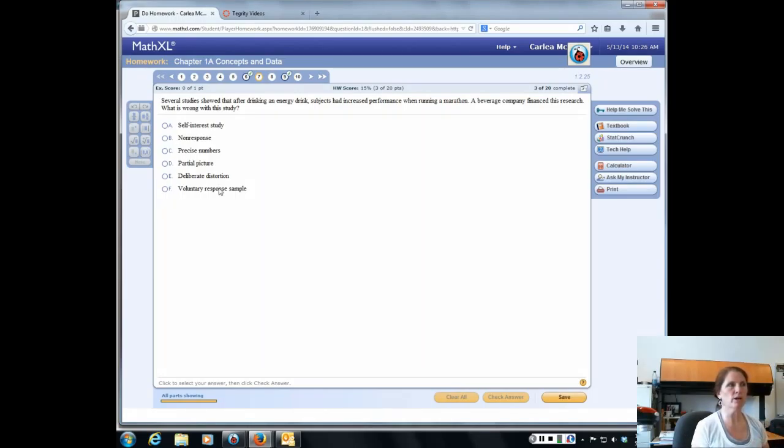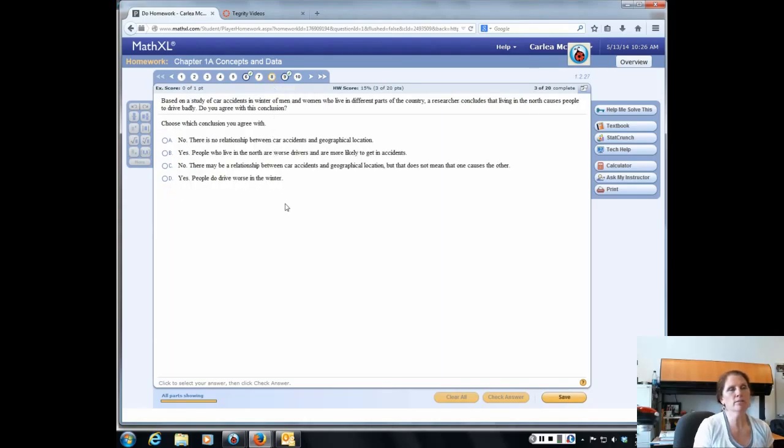Voluntary response we already talked about. Partial pictures, they tell you a little bit, but they don't tell you everything. Precise numbers, I don't really want to go into that right now. We'll do that in the regular lecture. But those are all things. A non-response means that there's a bunch of people who refuse to respond. But what we have here is a self-interest study, because some company produced it to further their own cause.